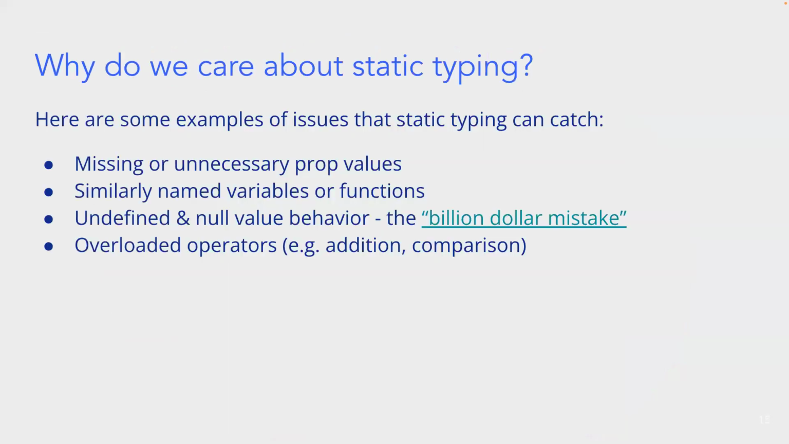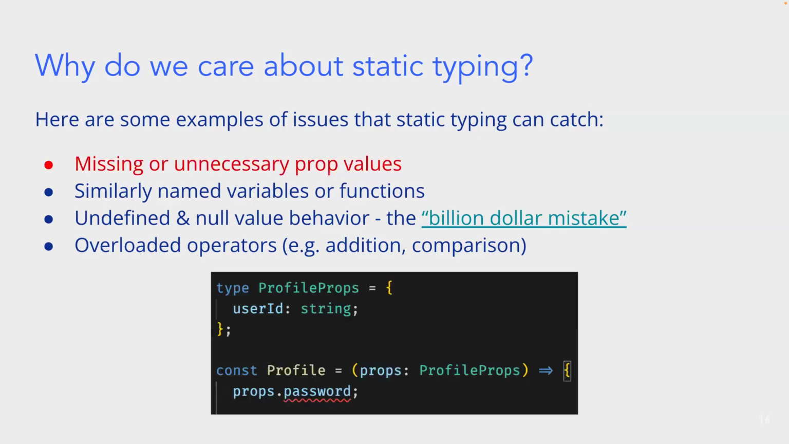Okay. So why do we care about static typing? Like, why TypeScript? We've been hanging out with JavaScript all this while and we like it. Why should we switch? Well, these are examples of issues that static typing can catch. One is missing or unnecessary prop values. In this example, you see profile props. The only property we have is user ID. But if by mistake we ask for the password, which doesn't exist, we get a wonderful error and we don't have to wait till runtime to catch it.